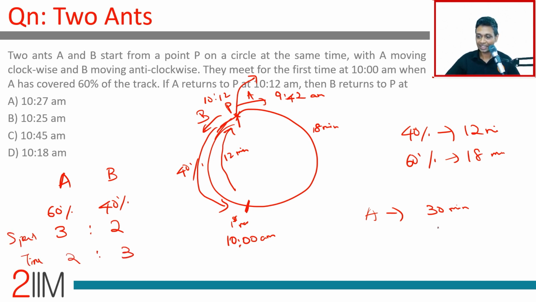And so A takes 30 minutes. How much will B take? The ratio is 2:3, or 30:45. B should take 45 minutes to travel this distance. B starts at 9:42. 9:42 plus 45 minutes: 18 minutes takes us to 10, and then a further 27 minutes takes us to 10:27. B takes 15 more minutes than A. A reaches at 10:12. B will reach at 10:27.